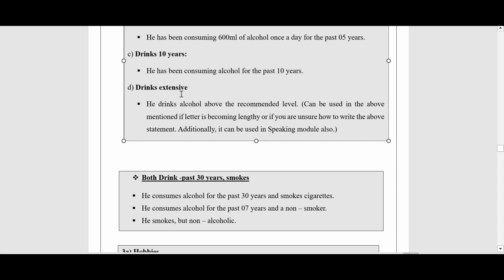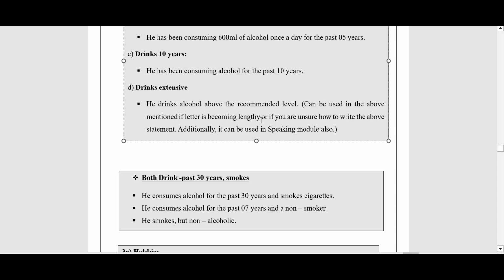And if he is drinking too much, if it is written clearly that he is highly addicted to alcohol, you can just write he drinks alcohol above the recommended level. You can use that statement in the speaking as well, because in speaking sometimes you say, you are drinking above the recommended level, so I would like to advise you to take certain measures which will heal you and help you recuperate within a fraction of time. So you can say this kind of statement in speaking as well as in letter writing. Drinks extensively, better not to write he drinks so extensively, or he drinks too heavy, which is not formal. In a formal way, he drinks alcohol above the recommended level. Okay, it can be used as mentioned above.